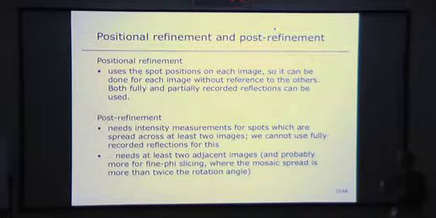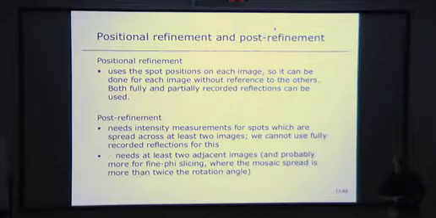So this just really expands a little bit on the previous slide. With positional refinement, we use the spot positions on the image. And so what we can do is, for each individual image, run a positional refinement. And this is done in a lot of the programs that process data. And we can use both fully recorded reflections and partially recorded reflections. If you collect data at a synchrotron these days, mostly you won't ever get any fully recorded reflections. So you'll just be using partially recorded reflections for that.